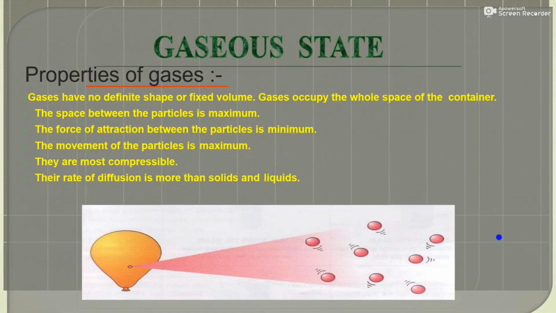Then gaseous state, properties of gases. Gases have no definite shape or fixed volume. Gases occupy the whole space of the container. The space between the particles is maximum. The force of attraction between the particles is minimum. The movement of the particles is maximum. They are most compressible. The rate of diffusion is more than solids and liquids.